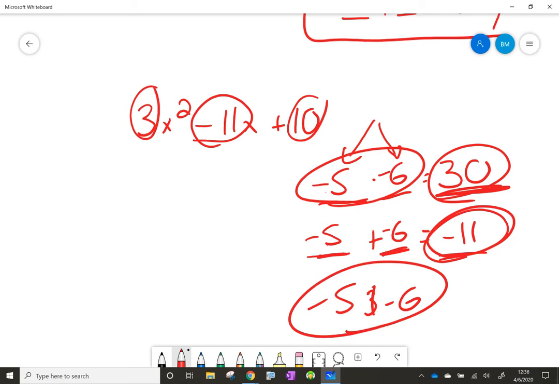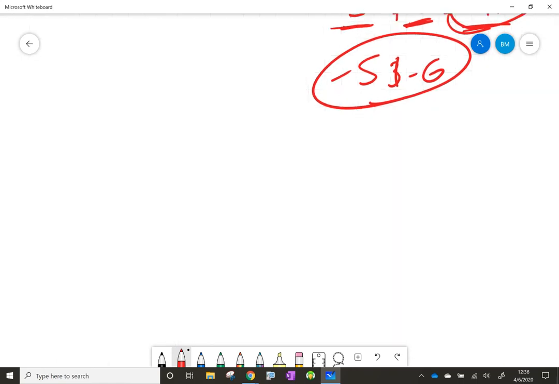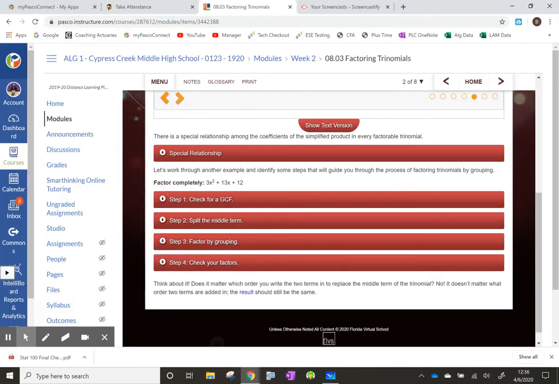Okay, so that's the puzzle we're going to be doing a lot of. And I'll work through these examples. We'll do more of them. But I want to give you kind of a refresher on that. So factor completely: 3x squared plus 13x plus 12.